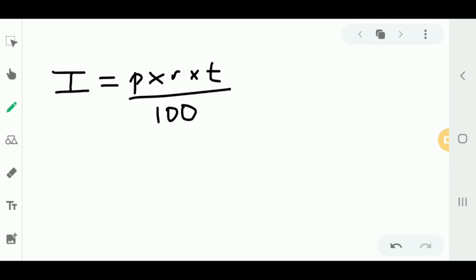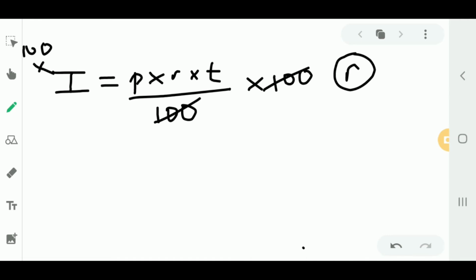So let's try this example where we have the simple interest formula. And let's say we want to make R the subject of the formula here. What we do first is we get rid of what is in the denominator, which is the 100. So that means we're multiplying both sides by 100. There were times 100 on this side. So we have 100I is equal to P times R times T.